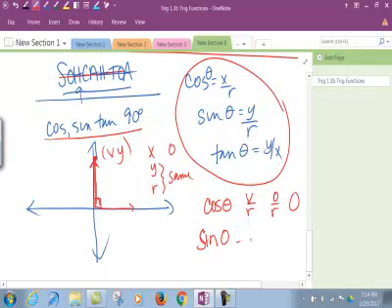The sine of theta is now y over r, and if y and r are the same, then the sine of theta is 1. All right, and so then the last one we need to look at is, what is the tangent of theta? Well, the tangent of theta is the y value over the x value, and x is 0, and we know that when we divide by 0, we get undefined. And so the tangent at 90 is undefined.